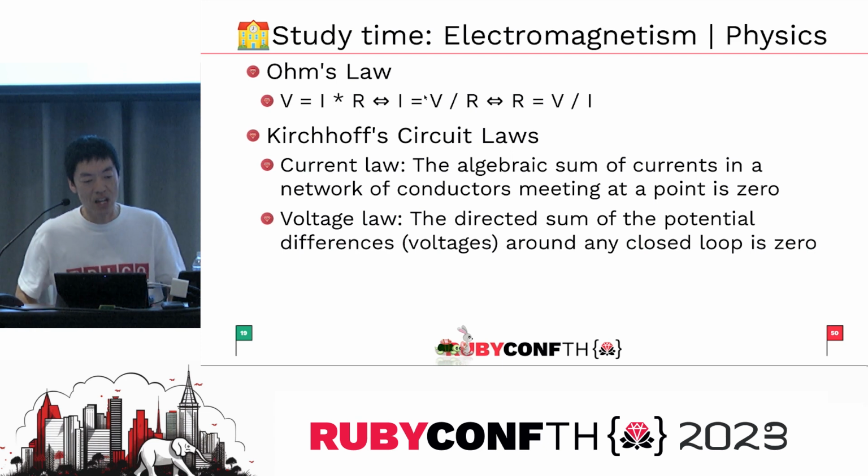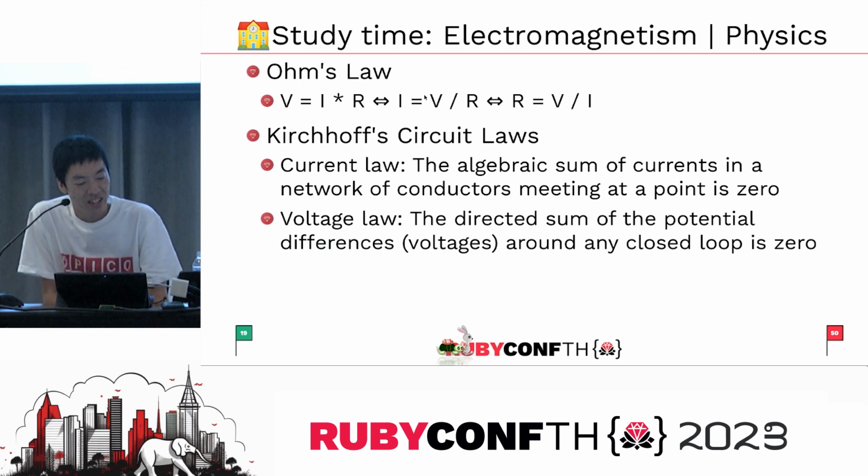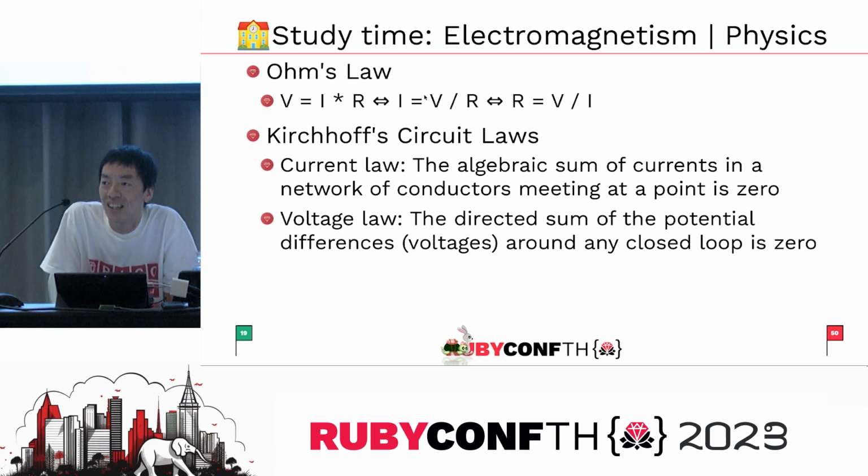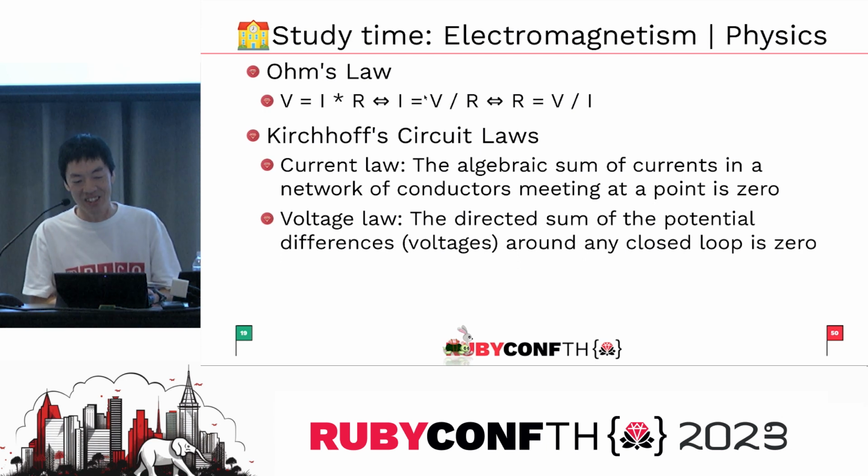Then the second one is Kirchhoff's circuit laws. What do they say? Current law tells that the algebraic sum of currents in a network of conductors meeting at a point is zero. Voltage law is that the directed sum of the potential differences around any closed loop is zero. Do you understand? Good. Okay, let's go further.